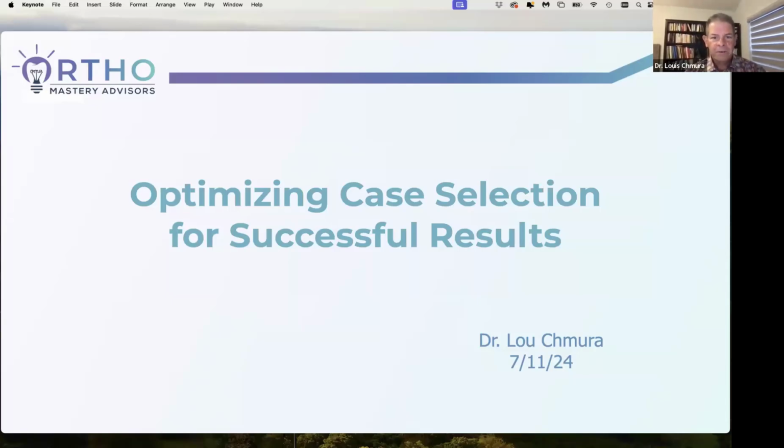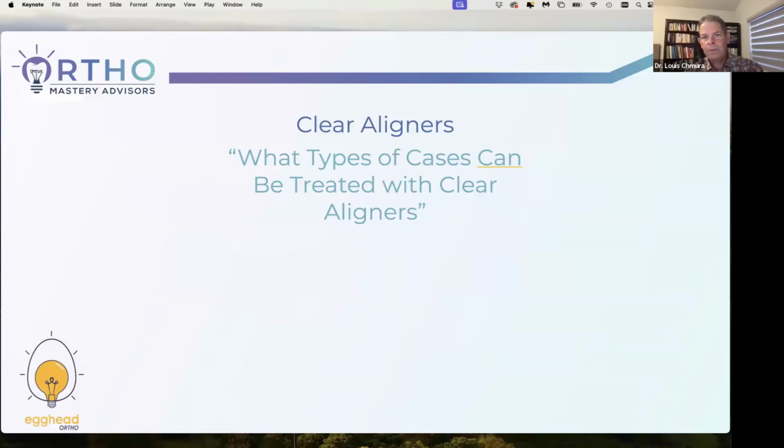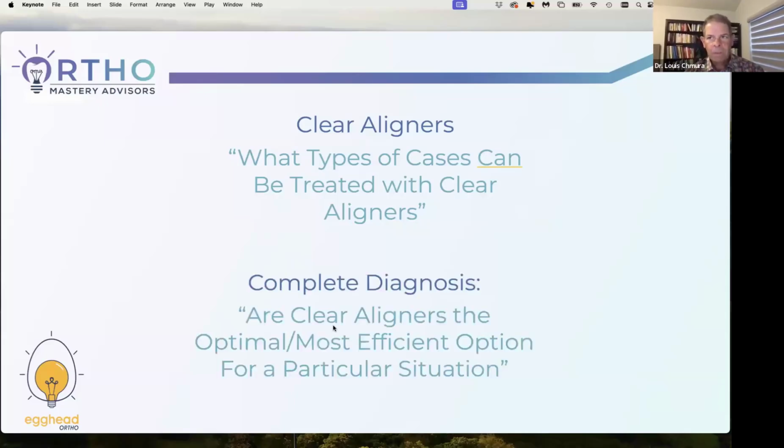So let's get started. When I hear people talk about being a digital dentist or doing digital orthodontics, they pretty much talk about clear aligners. And if you look at how it's been marketed, it's, well, what kinds of cases do you feel comfortable treating with clear aligners? Which seems like an innocent enough question, except it turns things on its head, kind of gets the cart before the horse. Seems to me what we should be asking is, what's the diagnosis?